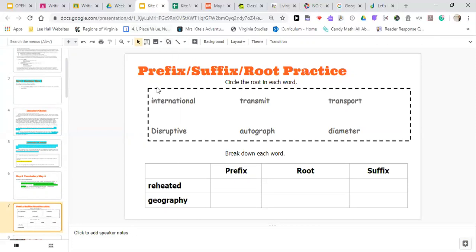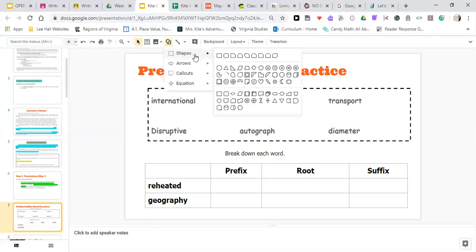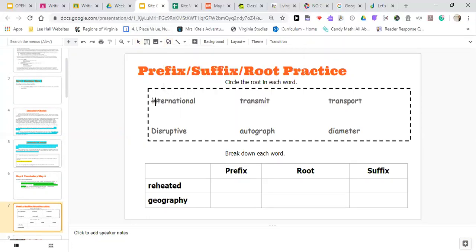Now, if you are doing this on Google Classroom, then you can circle it by inserting a shape. You see here we have circles. We can insert that and we can circle it, but it might be easier if we just highlight. I can show you both. So I'm going to get out my circle tool and I'm going to look at international. So here I have international.